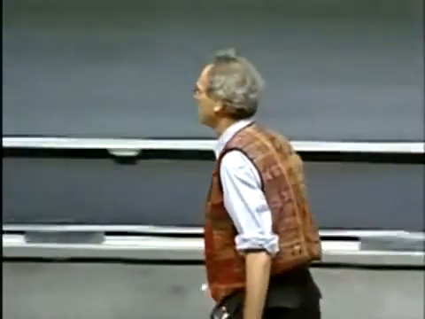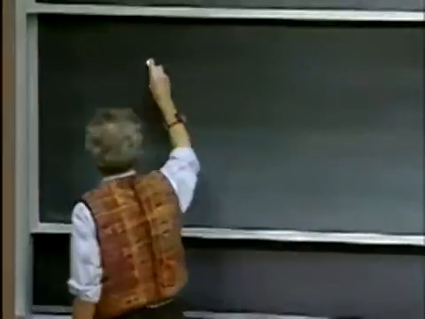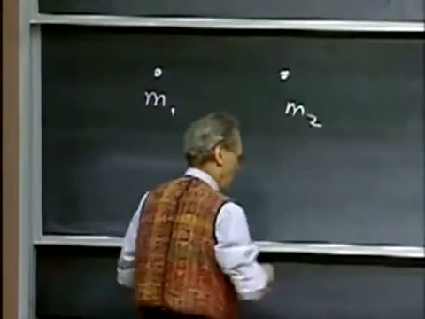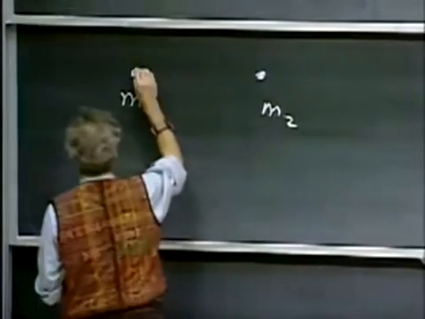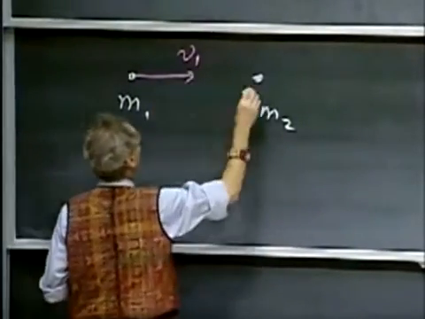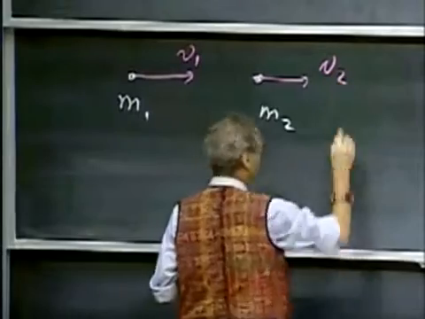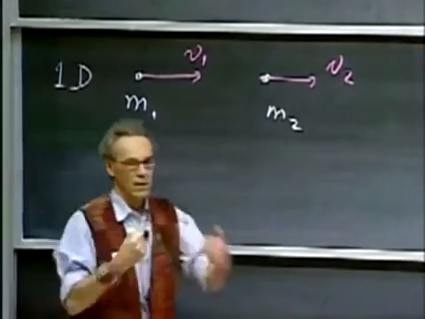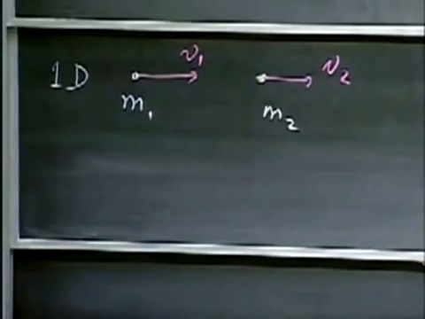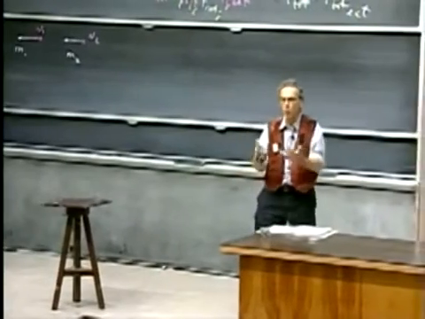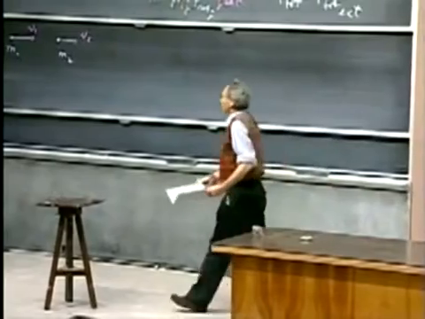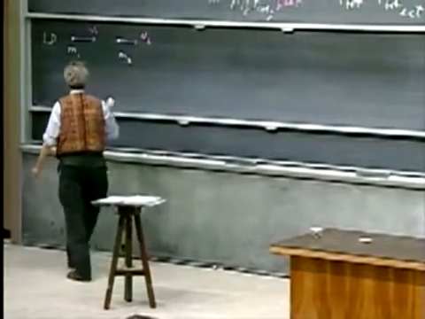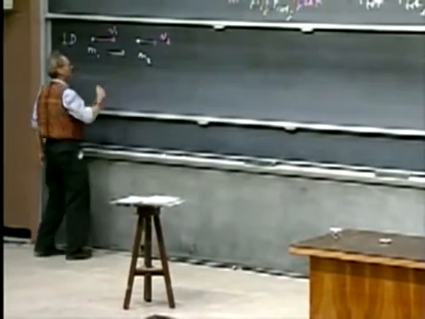I have an object here with mass m1, and here I have m2. Let this one have a velocity v1, and this one a velocity v2. A one-dimensional problem, just as a warm-up. They plow into each other, and they stick together. I put some glue on one, and so they stick together. That's a given. You have to accept that. Let this be the direction of increasing x.